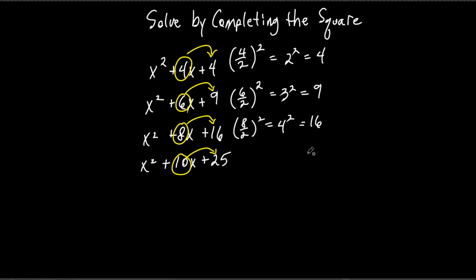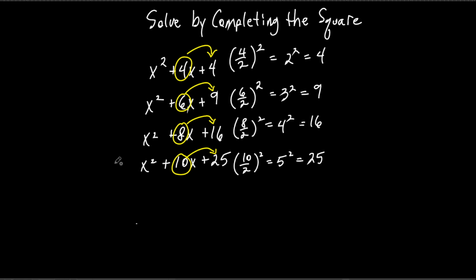Do you think we've established a pattern now? Yeah, let's do it one more time just to make sure. Take half of that, 10 divided by 2, square it. What's 10 divided by 2? 5 squared is 25. Does that work? It absolutely does. So, watch this.